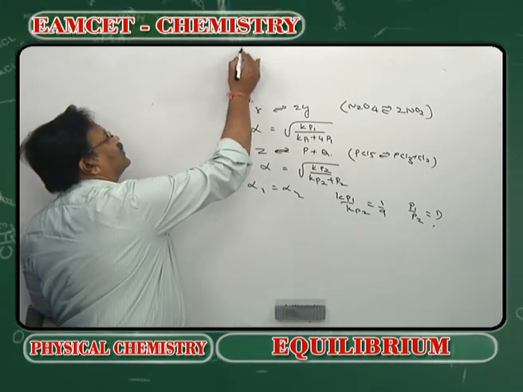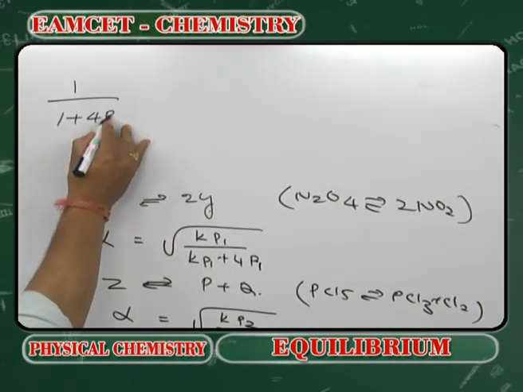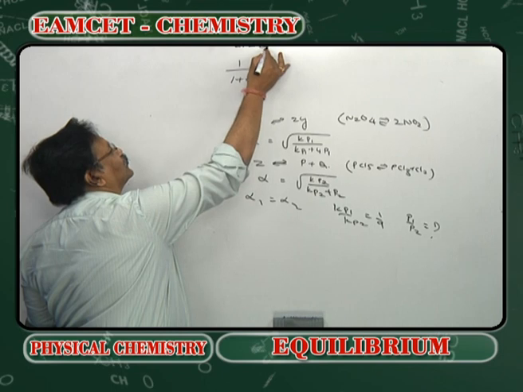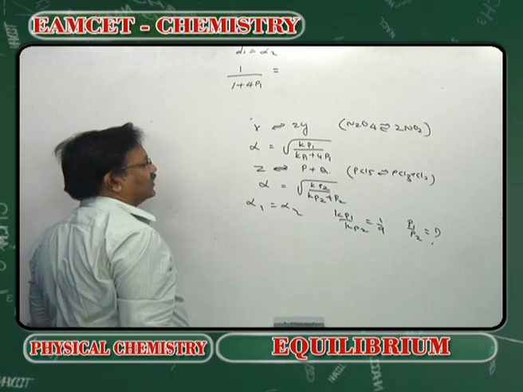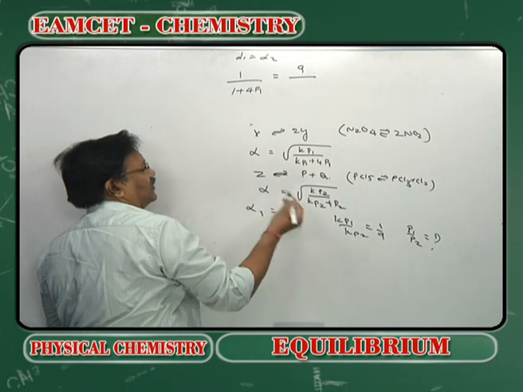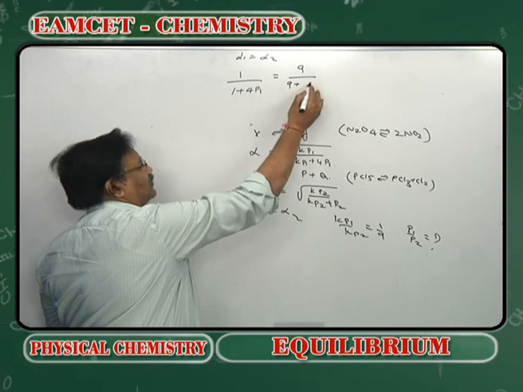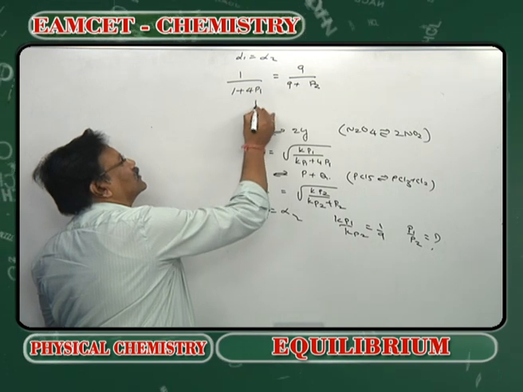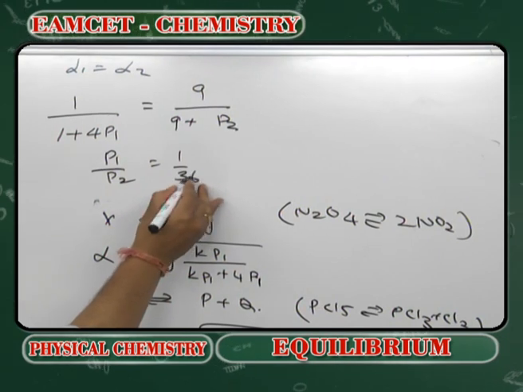So 1 by 1 plus 4p1, 1 by 1 plus 4p1, since alpha 1 is equal to alpha 2. So this square root goes off. 1 by 1 plus 4p1 is equal to 9 by 9 plus 4P2. Simplifying it, P1 by P2 will be equal to 1 by 36.